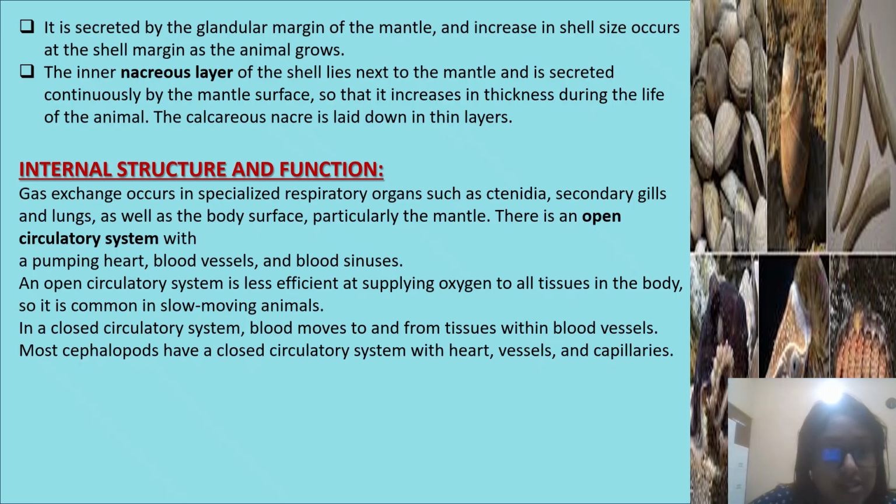Internal structure and functions. Gas exchange occurs in specialized respiratory organs such as ctenidia, secondary gills and lungs, as well as the body surface, particularly the mantle. There is an open circulatory system with a pumping heart, blood vessels and blood sinuses.